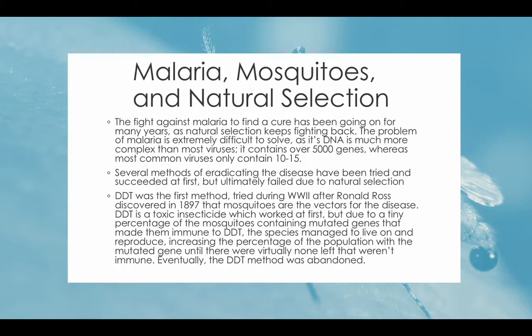The first attempt to destroy it was with the use of DDT in World War II. Ronald Ross had discovered in 1897 that Anopheles mosquitoes were the vectors of the disease, and so DDT, a toxic insecticide, was introduced to eradicate all of the mosquitoes. This was initially successful, however a small percentage of the population had mutated genes in their DNA, allowing them to be immune to DDT and survive it, so they could reproduce and take over the population of the mosquitoes. Soon, DDT was useless against them, and so its use was abandoned, especially because it was found to have a negative effect on human health.